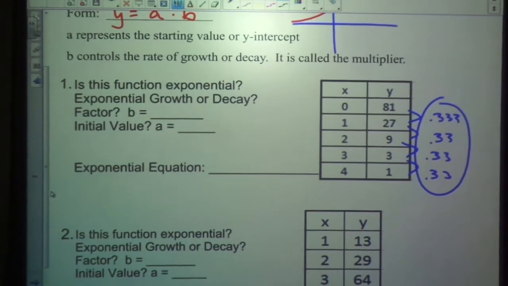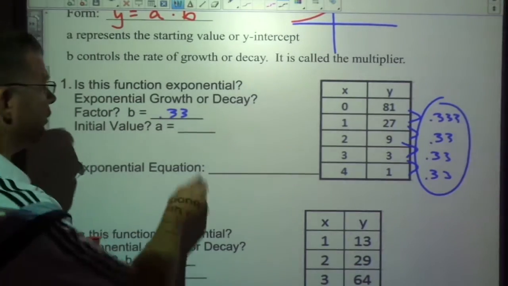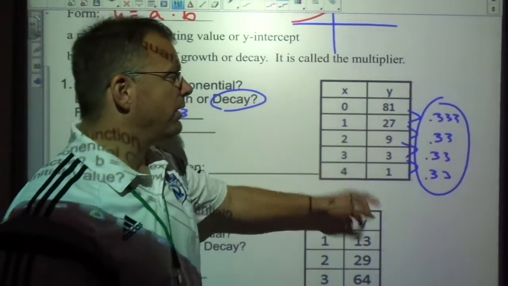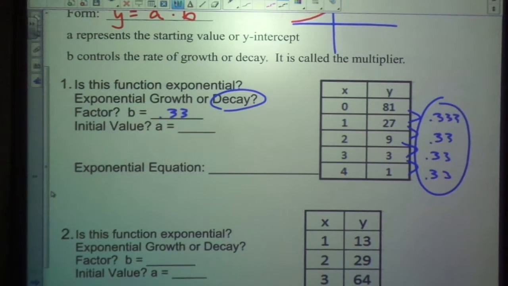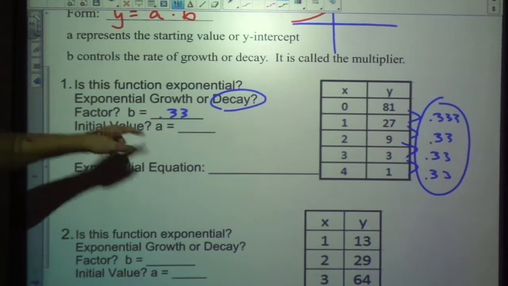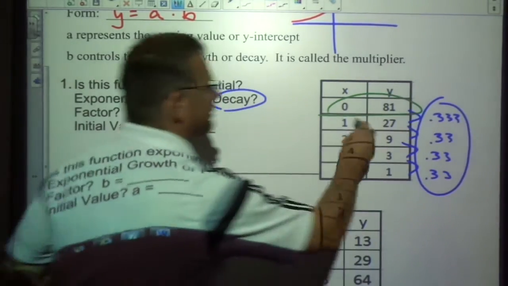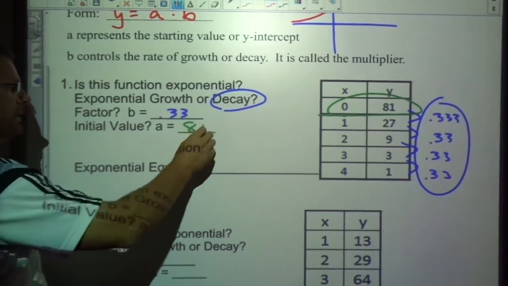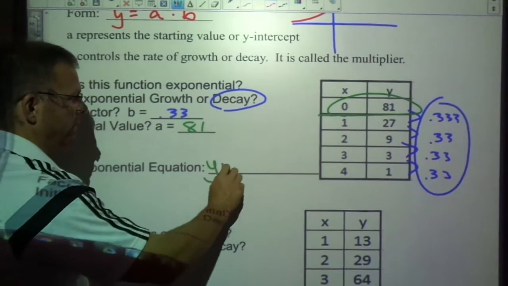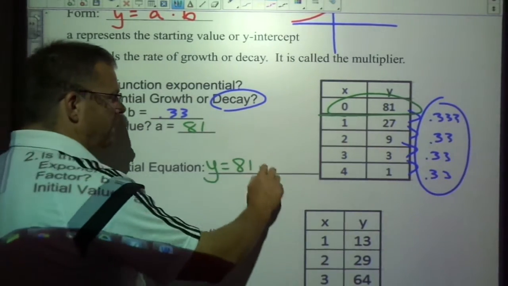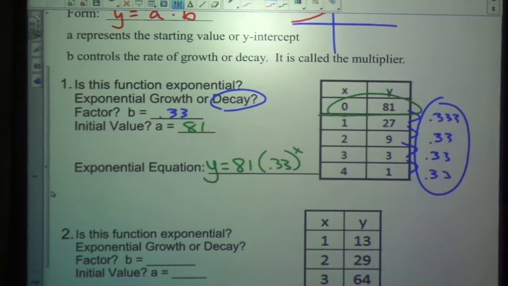The b factor then is going to be this 0.33. It is decay, it is not growth, because it's getting smaller and smaller and smaller. Because this number b is less than 1. Okay, so the initial value, that's where's my starting amount. And sometimes on a table it's really easy to see. It's right here, it's wherever it's 0. So we know the starting amount for this one is going to be 81. Okay, so I can put that together. My equation will be y equals 81 is my starting amount times 0.33 raised to the x. That's how I can come up with the equation.